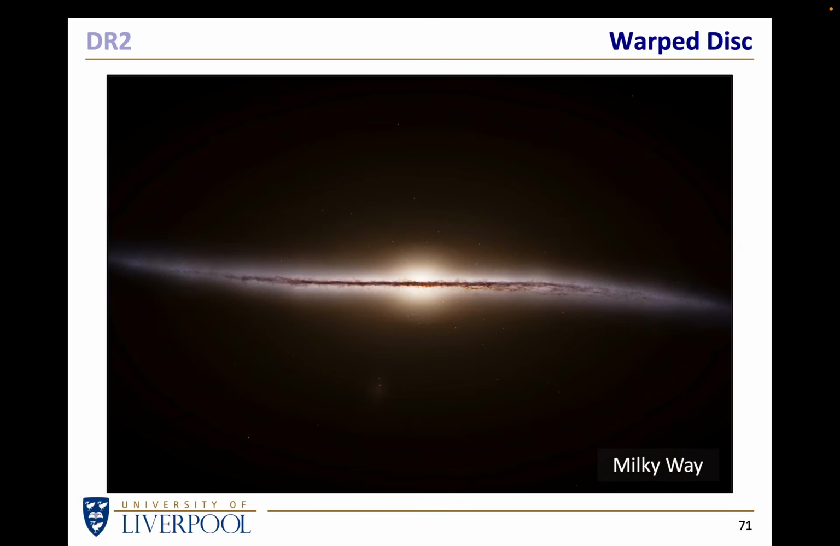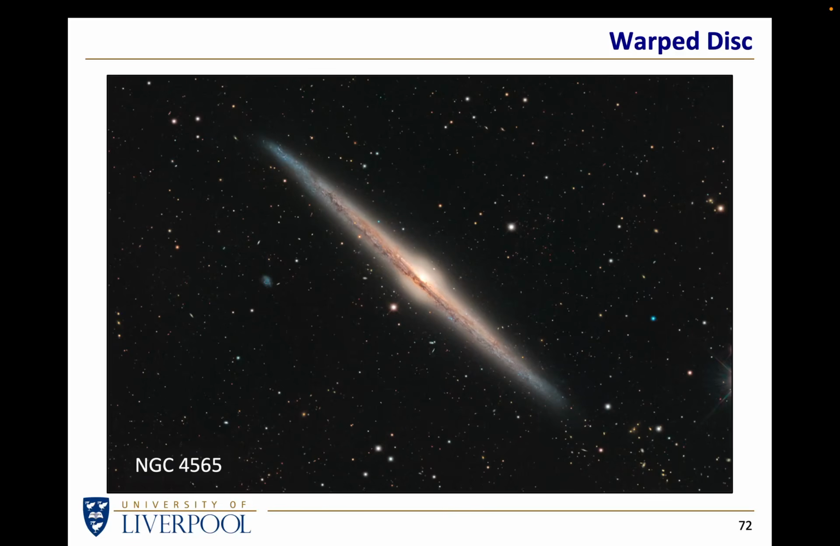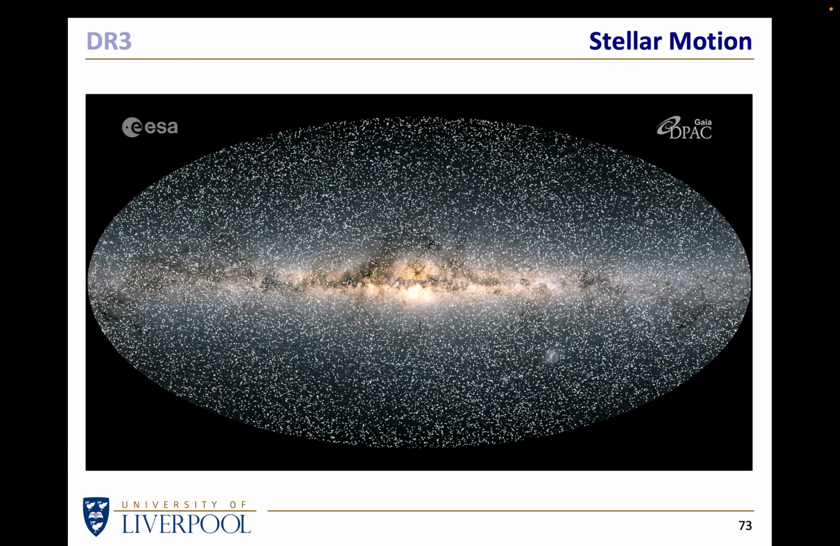Perhaps that shouldn't be so surprising, because when we look at other galaxies, if we look very closely, there's a dust lane down the middle of this particular galaxy, some millions of light years away. But perhaps you notice that the dust isn't quite down the middle there. It's actually warped in much the same way that our Milky Way is. So we suspected that was a possibility. Gaia has now given us the data to show that that is indeed the case.